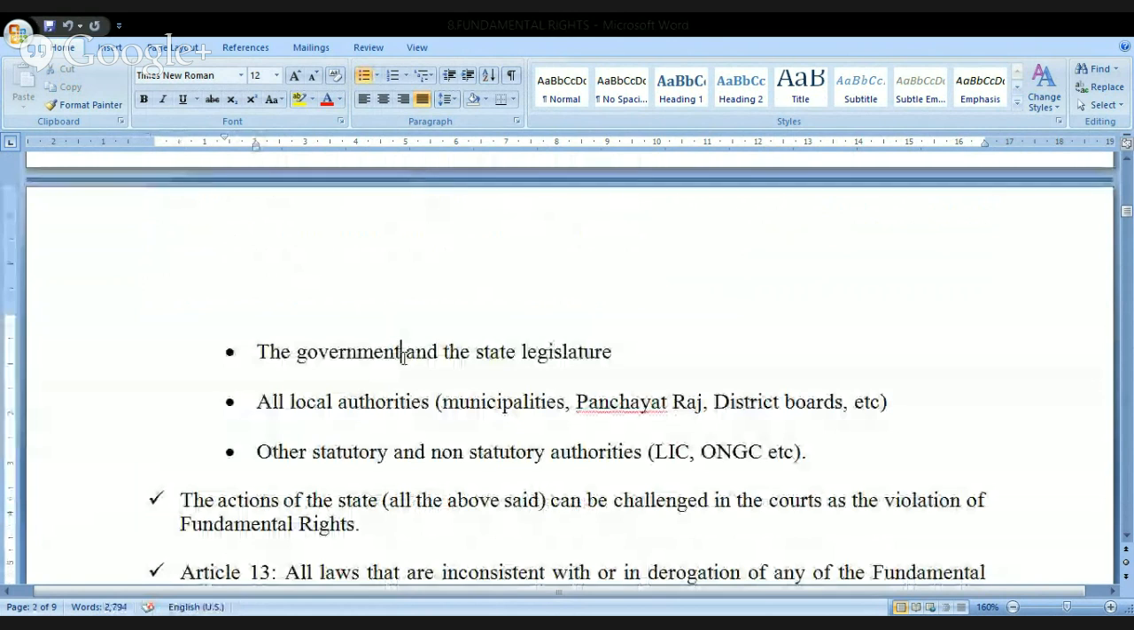the government of the state and the state legislature, all local authorities, meaning municipalities, Panchayati Raj, district boards, etc. Other statutory and non-statutory authorities, we know what is the meaning of statutory and non-statutory authorities. Okay, now I'm still going further.